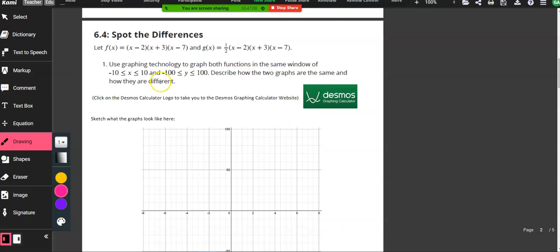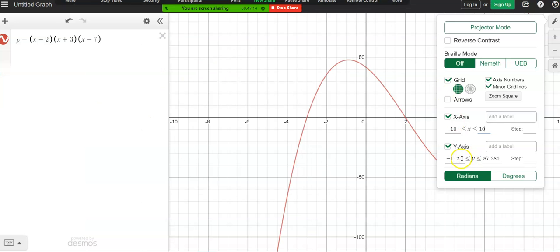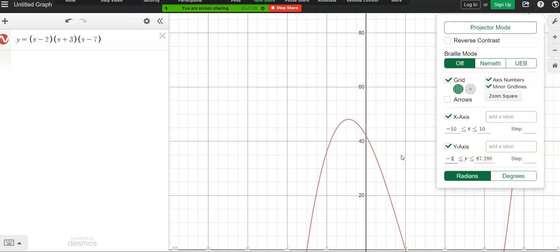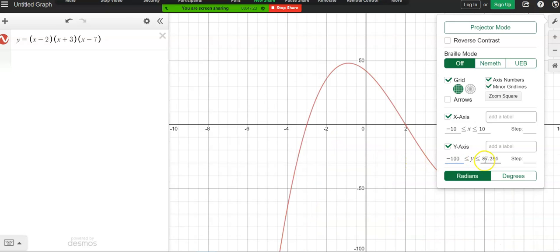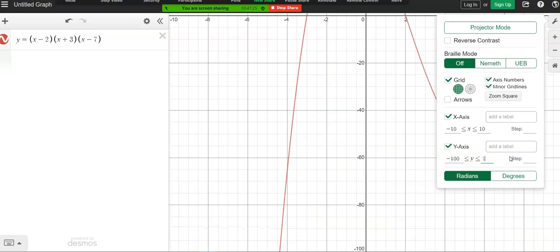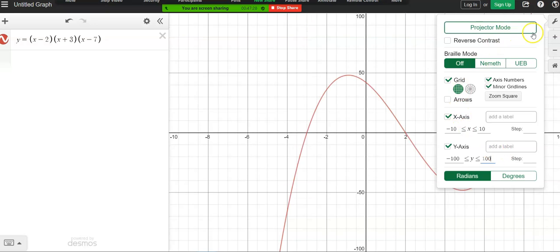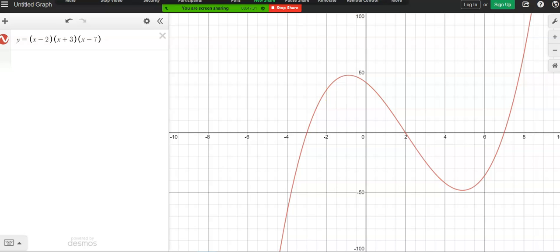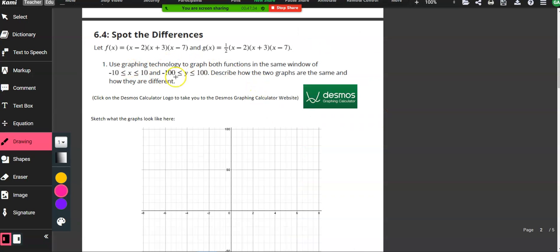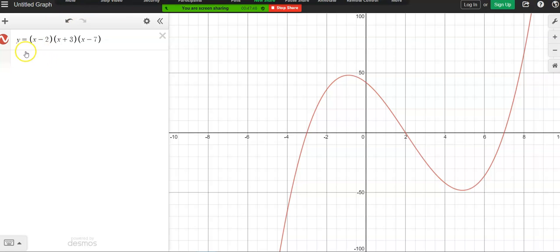And then the y window, you change it from -100 to 100. So I go back over here, -100, +100, and now you have fixed the window. Now you see the window that they were telling you right here. And then you would put this other equation in there and graph them in the same coordinate plane.